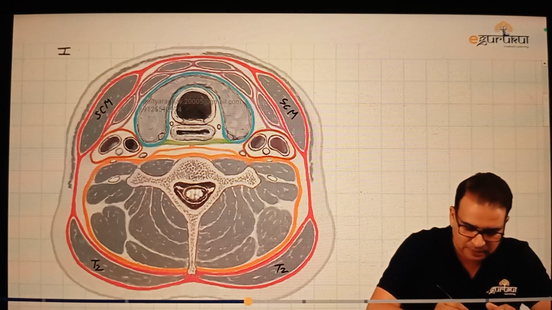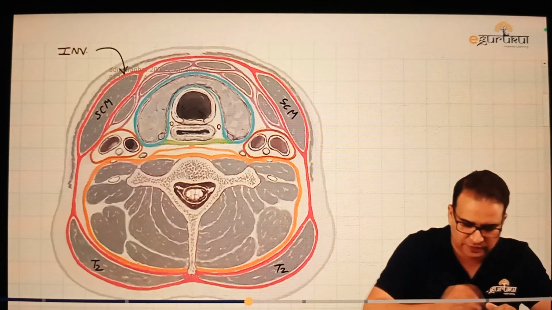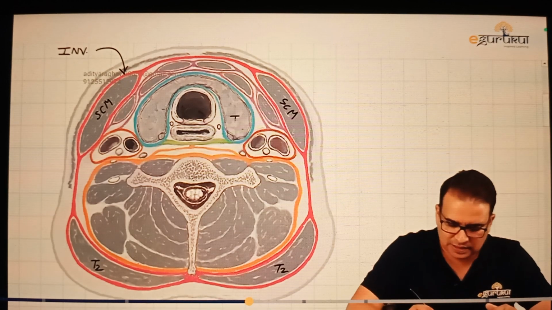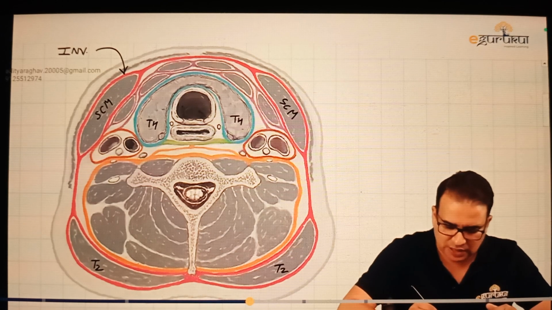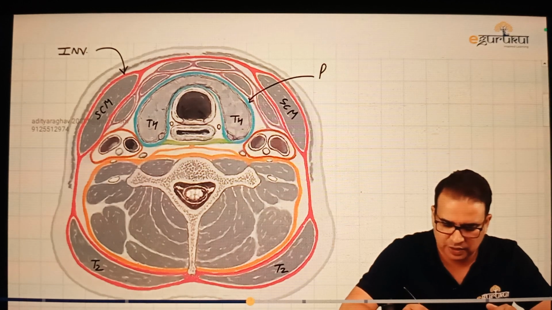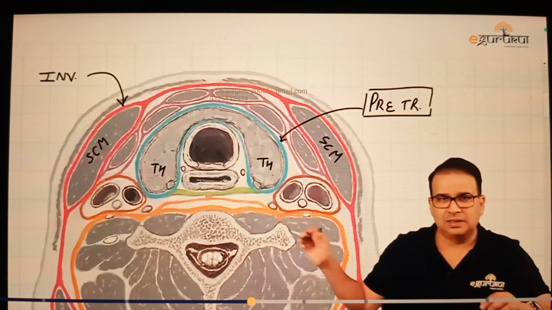Of course, that is the investing layer. That is the investing layer of deep cervical fascia covering the sternocleidomastoid and trapezius. Clearly, this is the thyroid gland. There's a thyroid gland, and the fascia that you see around the thyroid gland is in front of the trachea. That's why it is a pretracheal fascia. It's a pretracheal fascia. And I hope you can even appreciate there are some muscles present in front.